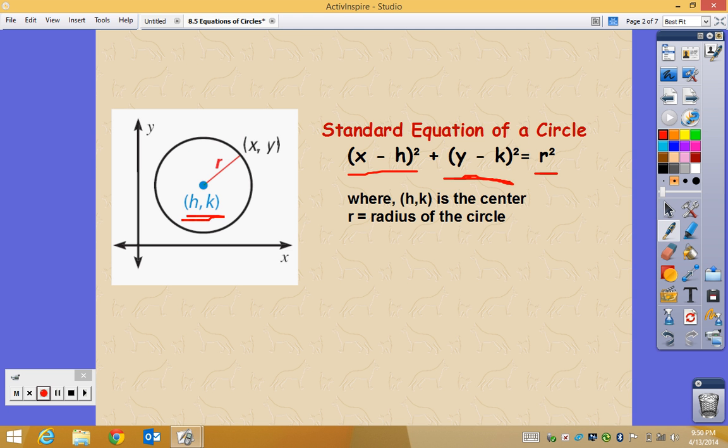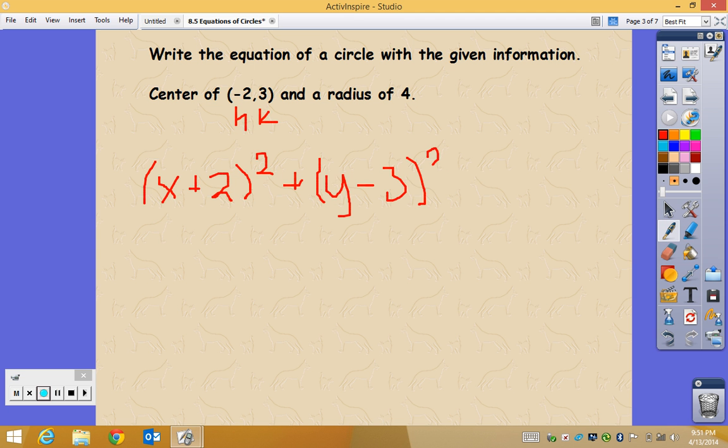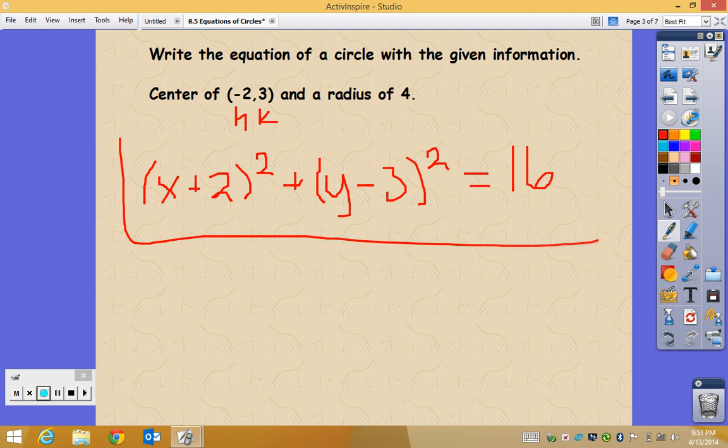So if we take a look at an example, we want to write the equation of a circle with the given information. The center is at the point (-2, 3), and we have a radius of 4. So our h is -2 and our k is 3. So x, if we subtract a -2, becomes addition. So (x + 2)² + (y - 3)² = our radius squared. Our radius is 4, so it is 16.